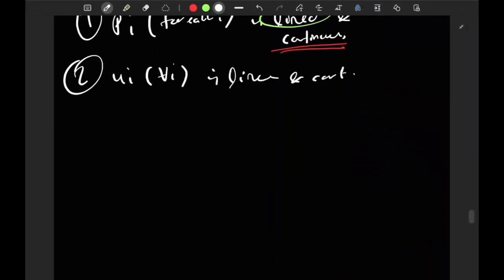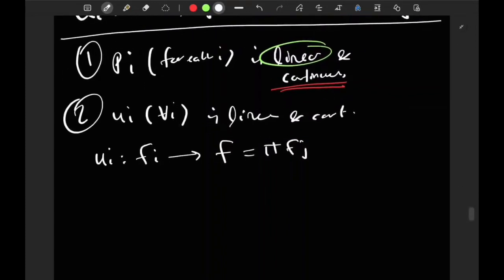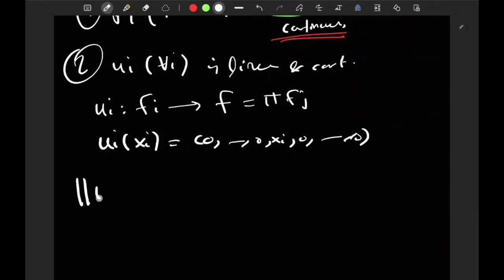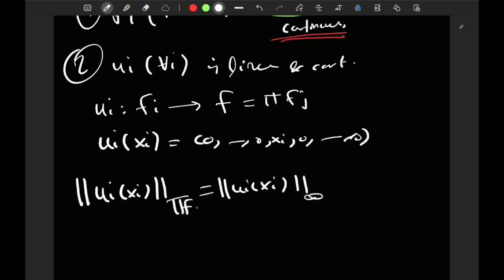So similarly, of course, the ui is going from fi into the product of the fj's. And the way ui works is taking some xi into 0, 0, xi, 0, 0, with xi at the ith component. So if you're looking at the norm of ui of xi inside the product, let's say we take the max norm, we already talked about how the max norm is the same as the two norm and the one norm. So let's say you're dealing with the max norm, so the max norm of ui of xi.